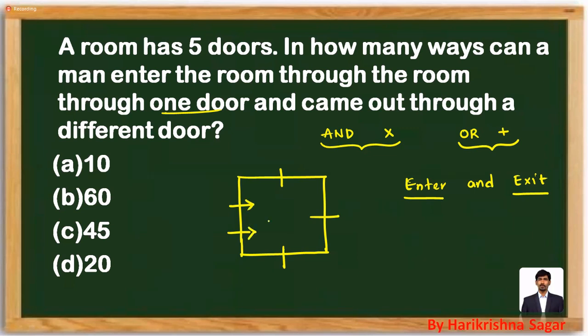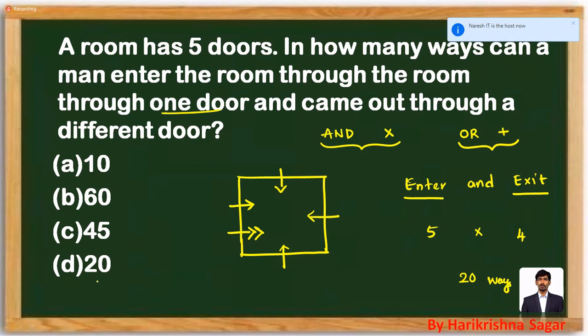So enter is having how many possibilities? The man can enter through any one of these five doors, so the number of possibilities is five. And he should exit through a different door. For example, if he is entering from this one, he should not exit from this one. So exit has four ways, and AND indicates multiplication. So 5 into 4, there are 20 ways to finish this task. Mark your answer choice as option D.